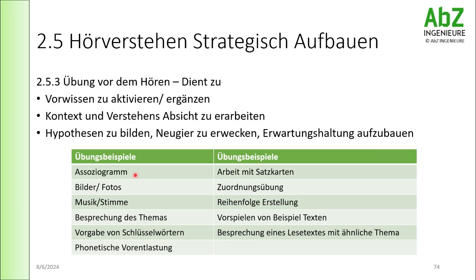So typical exercises are a sociogram bilden, or you show them photos with the Hörtext and ask them to build hypotheses or expectations. You can also play music, or you can have a particular toning or sprechen, etc. You can discuss the topic. You can give them Schlüsselwörter or keywords. You can actually speak out certain words, and that way you are making sure they already would like to know what is being listened to.